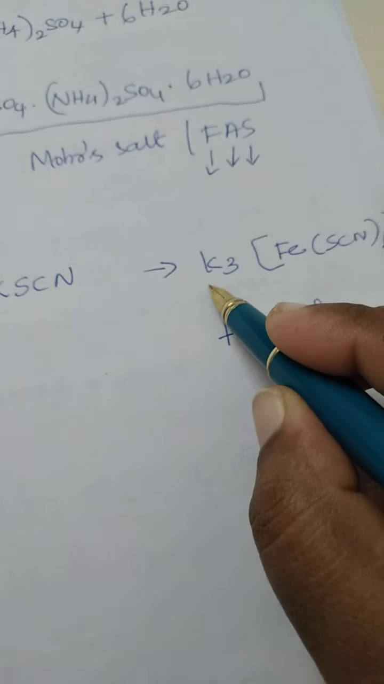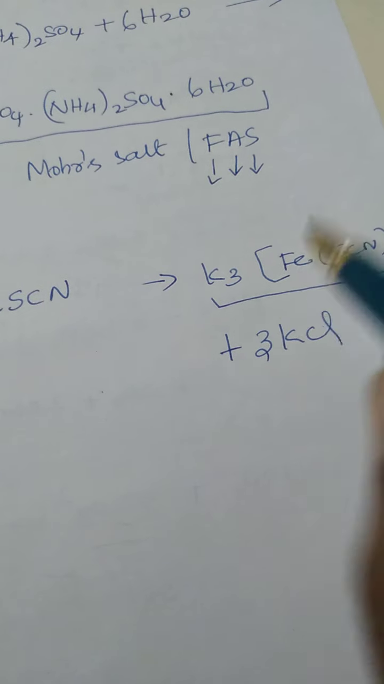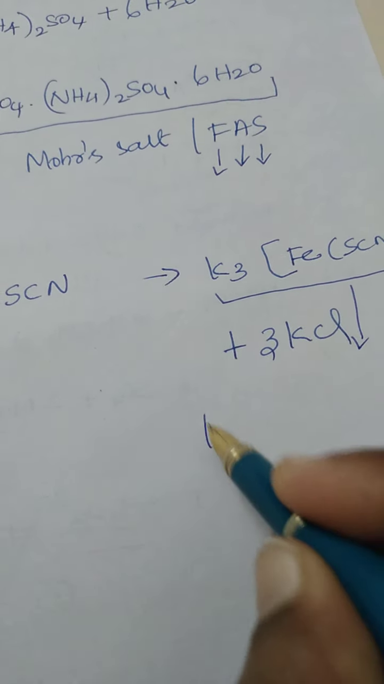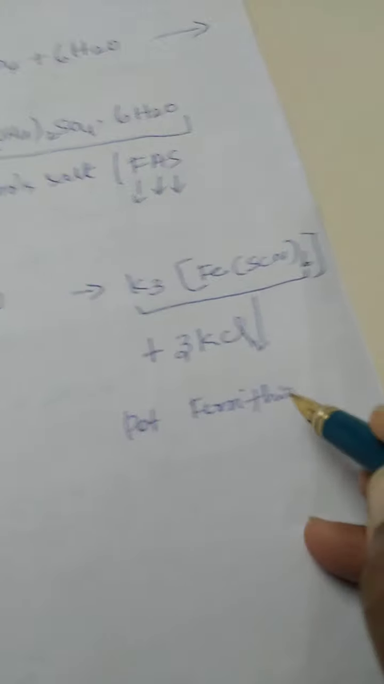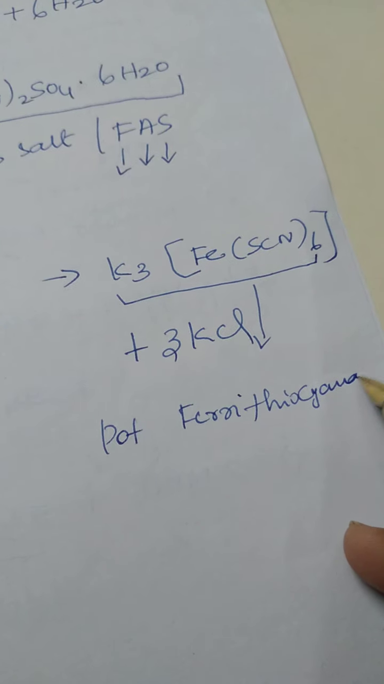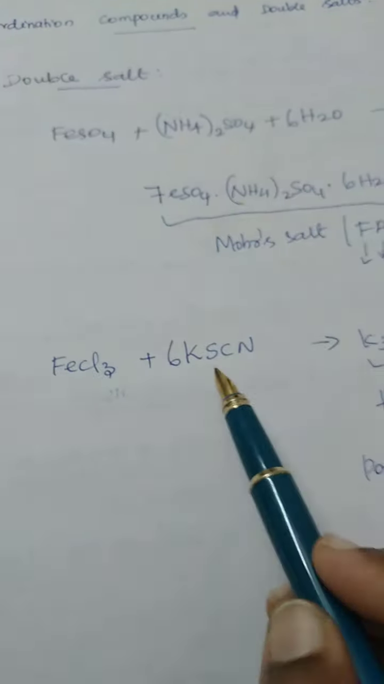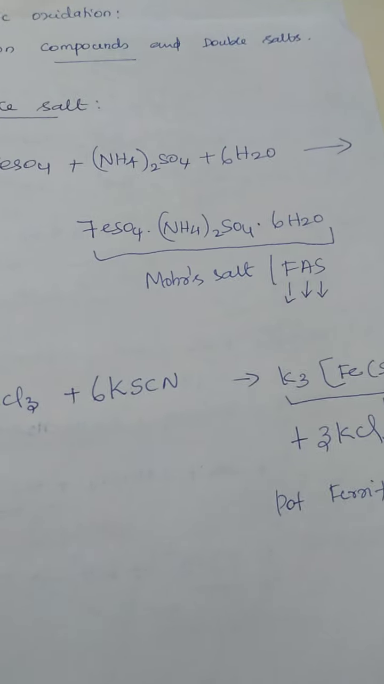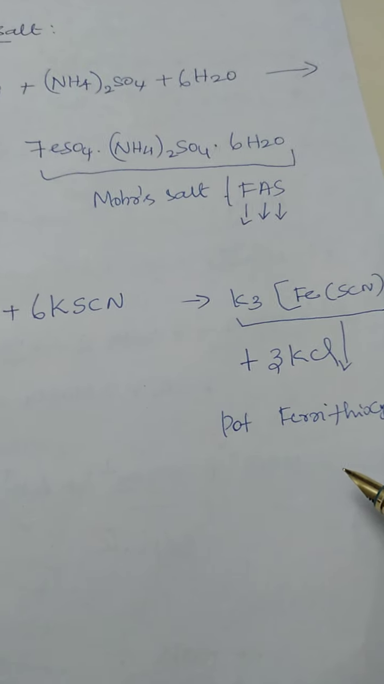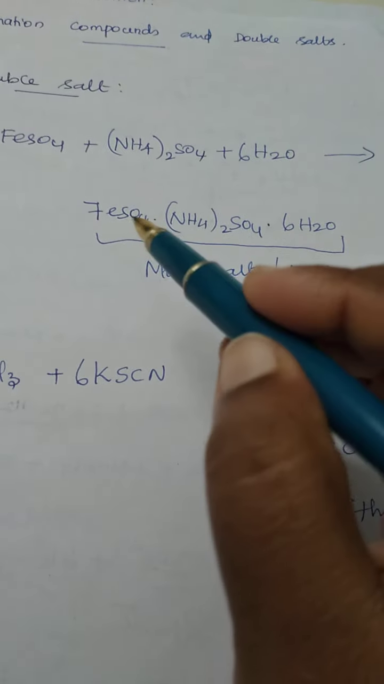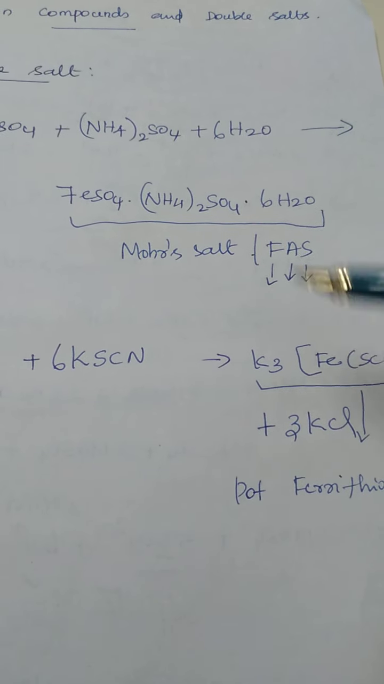Now I got this compound, which is called potassium ferrithiocyanate. The name of this compound is potassium ferrithiocyanate. So this is the compound. Here I have taken 2 salts, and here also I have taken 2 salts. So let's see, this one is named a double salt and this one is named a coordination compound. Let's see why this is named a double salt and this is named a coordination compound. What is the main difference between these two?